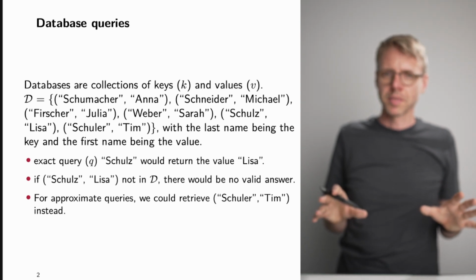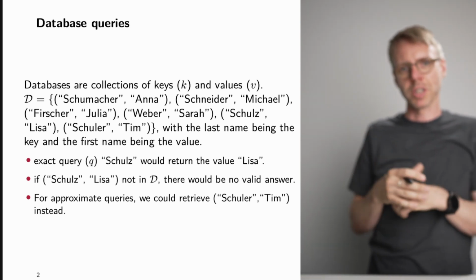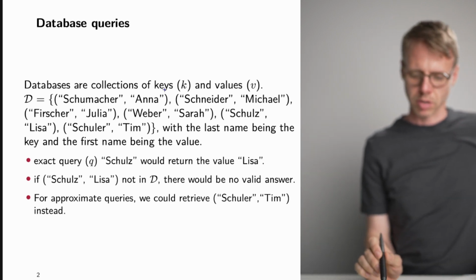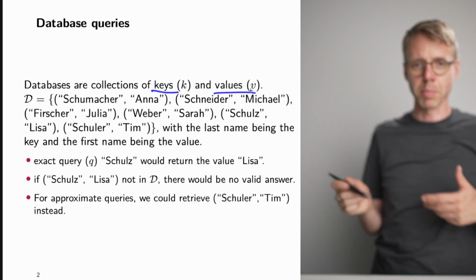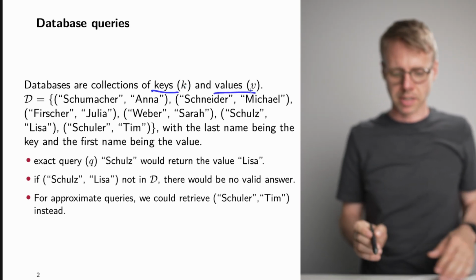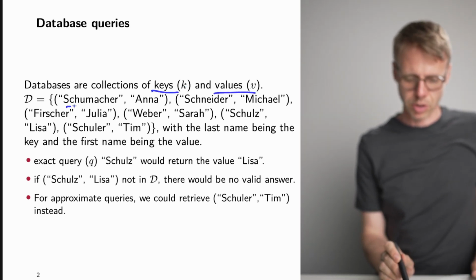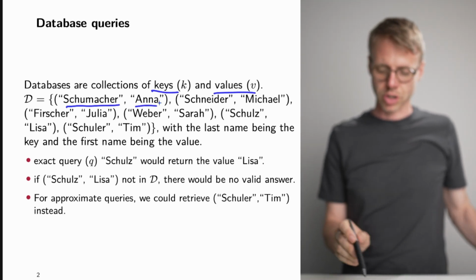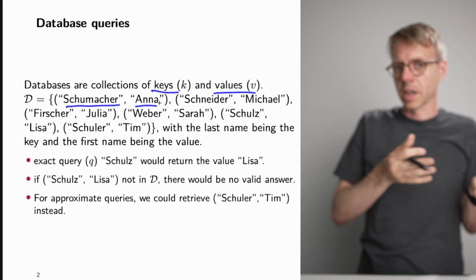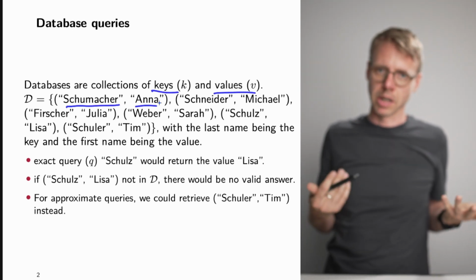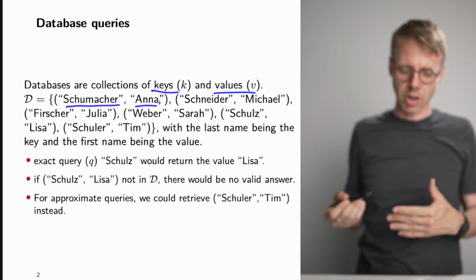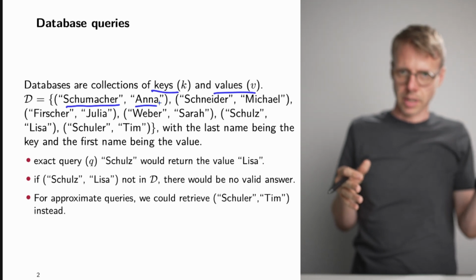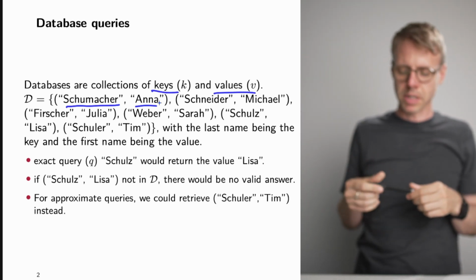Before we start, let's start with a motivating example. Say we have a database that consists of keys and values. For example, a database of first and last name pairs. So we may have Schumacher as last name, Anna as a first name, Schneider, Michael, and so on and so forth. And in all of these cases, the last name would be our key and the first name would be our value. So we have keys and values. The keys, the last names, the values, the first names.